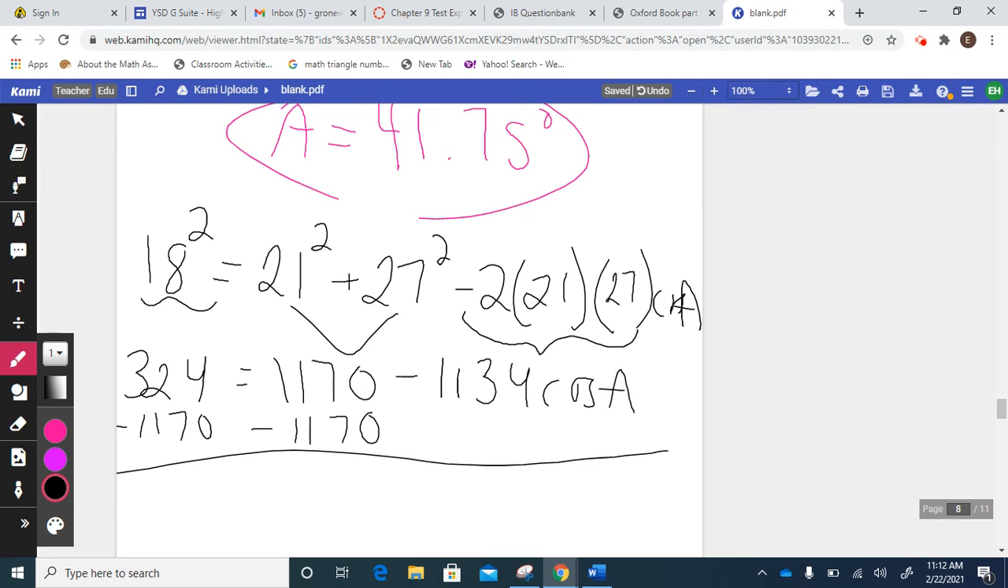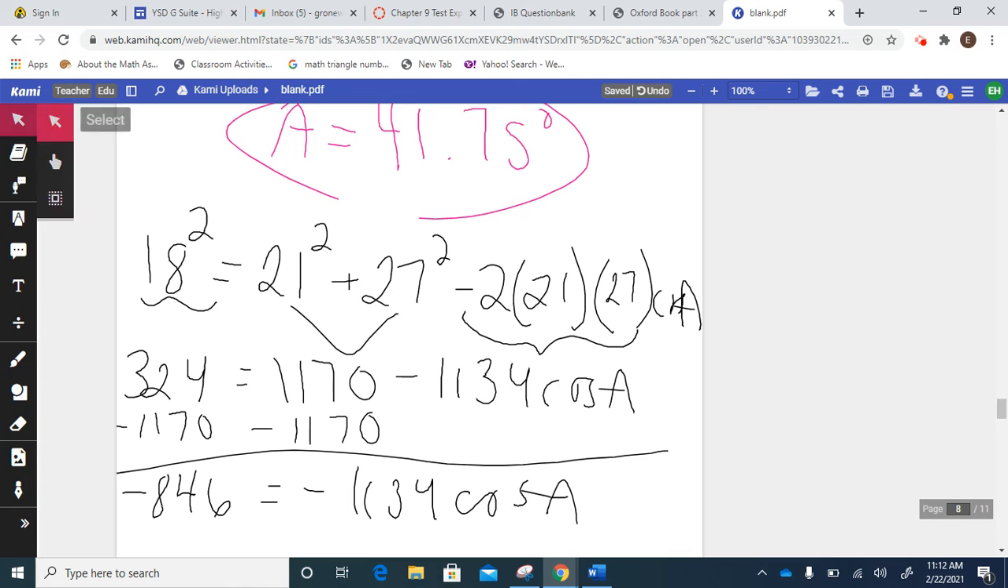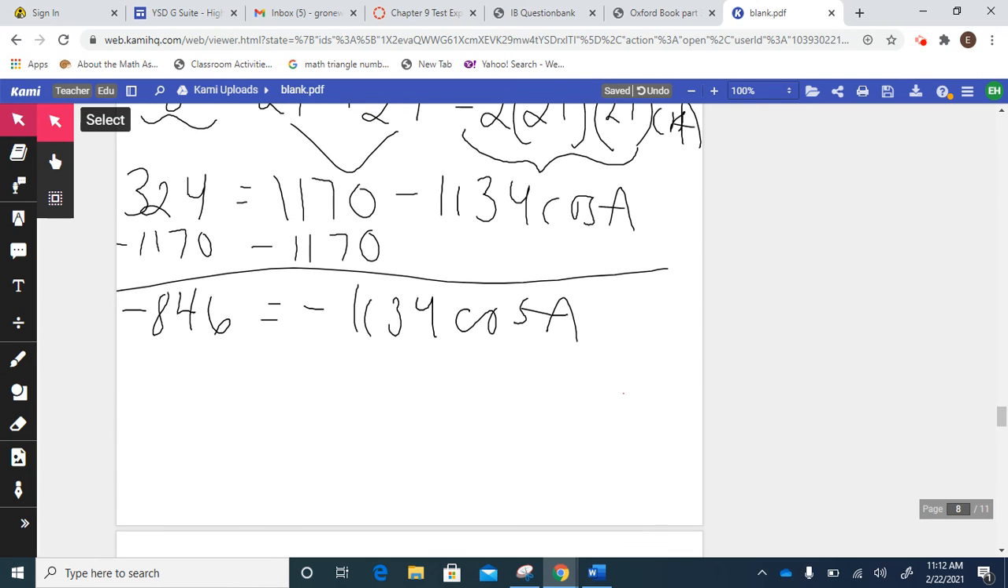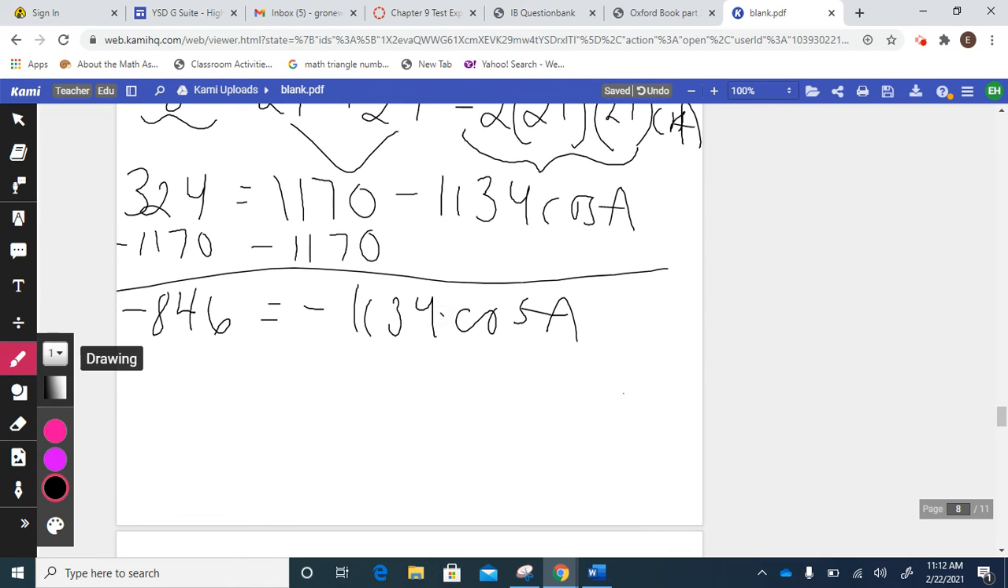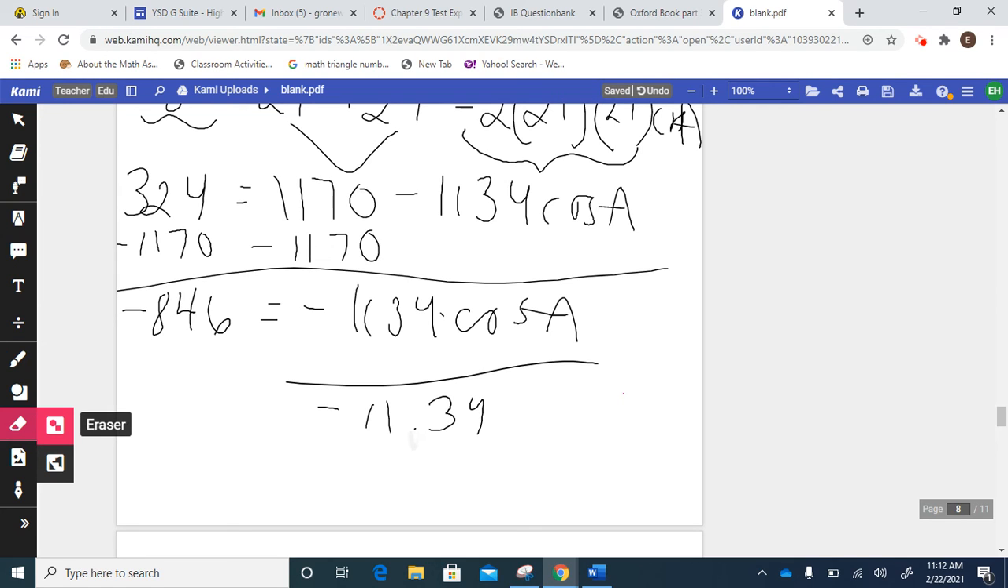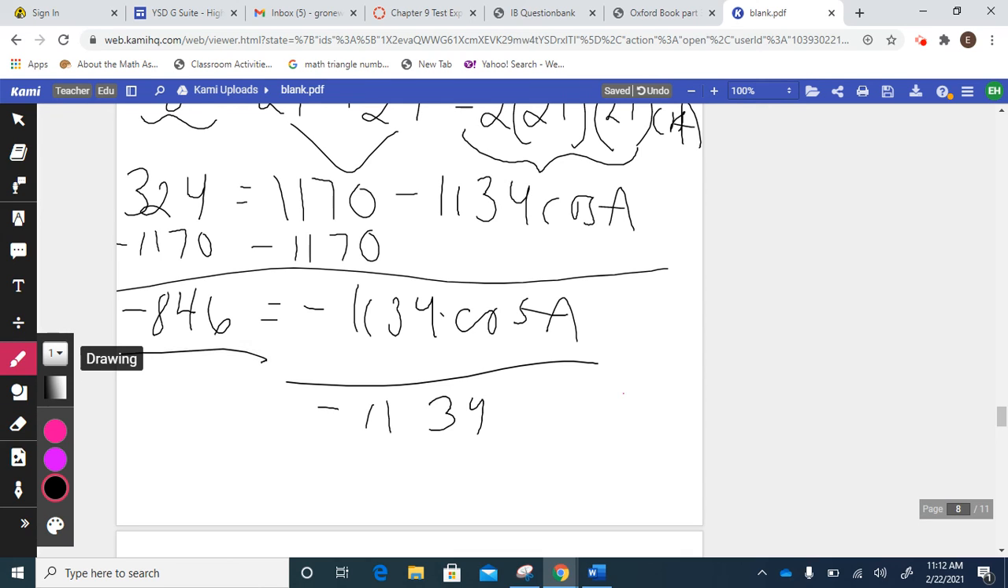324 minus 1170 is negative 846. Okay, next step would be to divide by the negative 1134, because it's multiplying to the front right now. Divide both sides by the negative 1134.